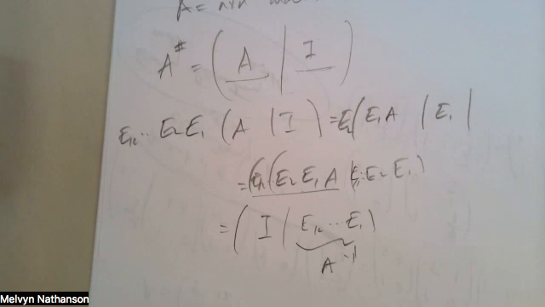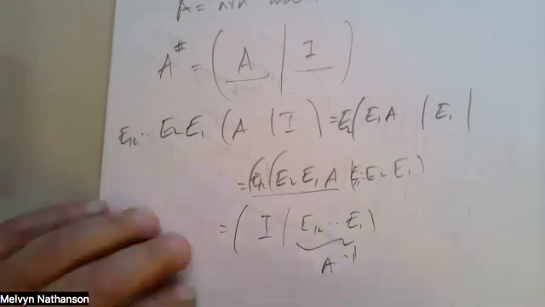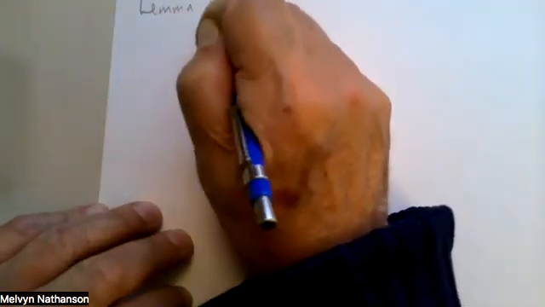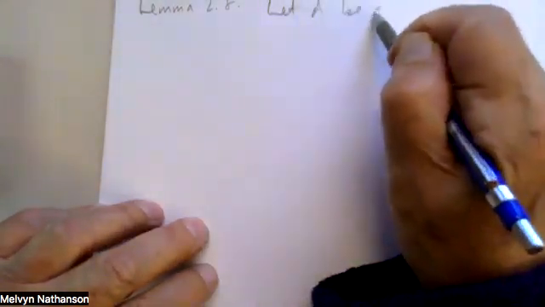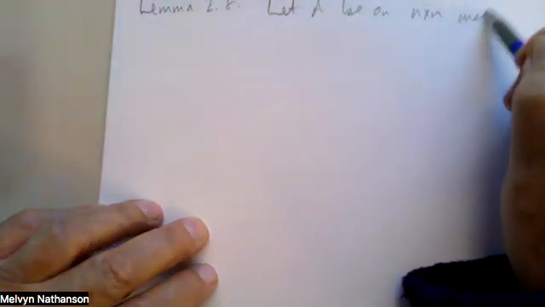So if that reduced row echelon form is the identity, the matrix is certainly invertible. Conversely, if A is invertible, let's see. Let me write this out. This is in the notes, lemma 2.8. So lemma 2.8 says that A be an n by n matrix.